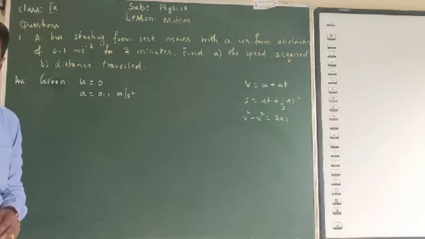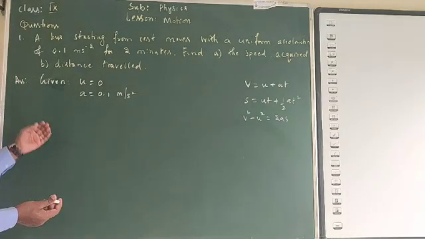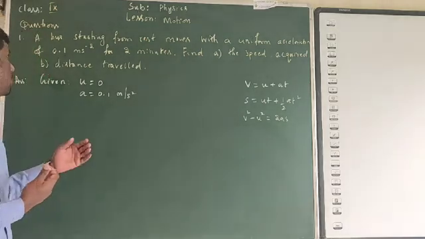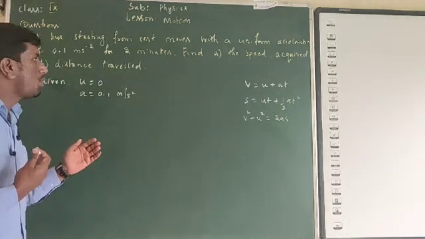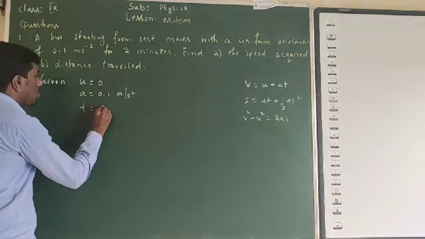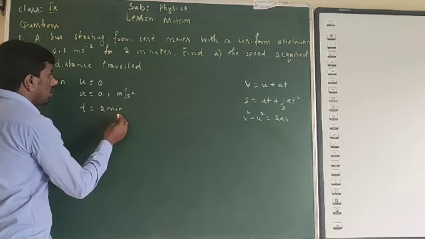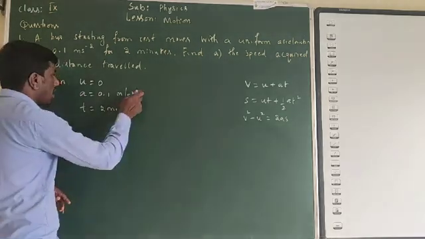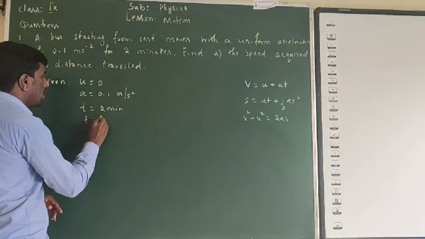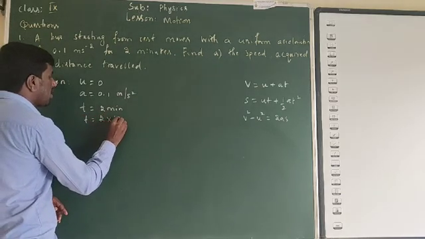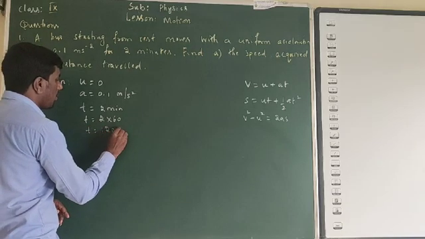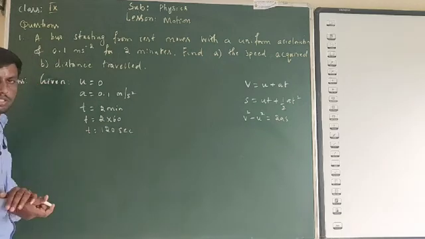Then for 2 minutes. What is that 2 minutes? It is the time taken. Time taken is 2 minutes. That has to be in seconds because the acceleration unit is meter per second square. So convert it to seconds. 1 minute is equal to how many seconds? 60 seconds, right? So 2 minutes is equal to 2 into 60, which becomes 120 seconds. This is the time taken.